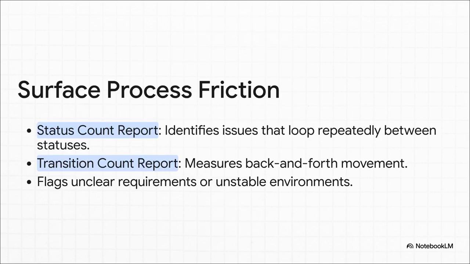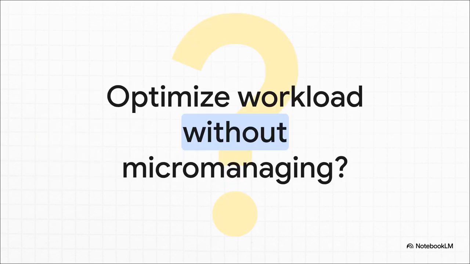For this, reports like status count and transition count are your best friends. They instantly surface any issue that's getting stuck in a loop, bouncing from development to QA and then right back to development again. That is a huge red flag that usually points to something like unclear requirements or a weak definition of done.